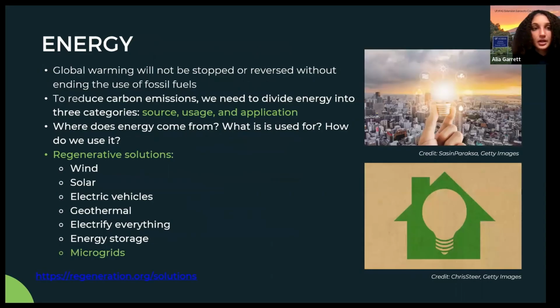Energy. So global warming will not be stopped or reversed without ending the use of fossil fuels. To reduce carbon emissions, we need to divide energy into 3 categories: source, usage, and application. Where does energy come from? What is it used for? And how do we use it? So the regenerative solutions are wind, solar, electric vehicles, geothermal, electrify everything, energy storage, and microgrids. And we are going to be talking about microgrids.